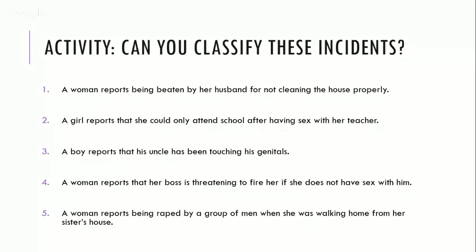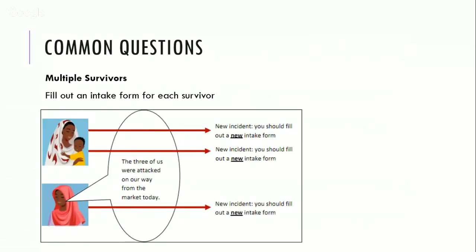Let's go through some common questions. So first, if you have multiple survivors, let's say that some women come in and say that they were attacked on their way to the market. Each woman, even if they experience the same incident, should have their own intake form because each of them should receive their own service. And if you remember when we were going over the intake form, one intake form equals one incident for each survivor, and each one should have their own service, customized to each individual.